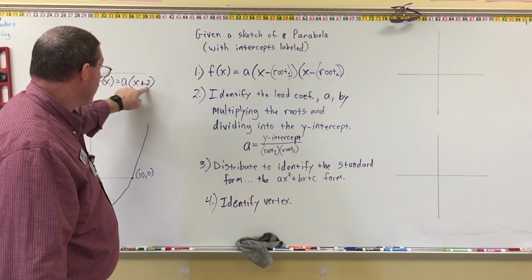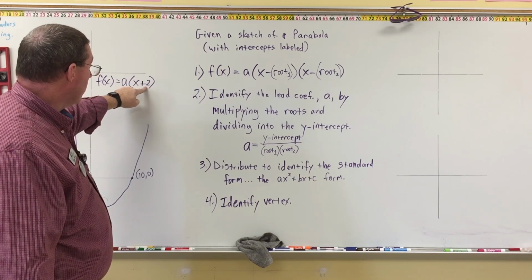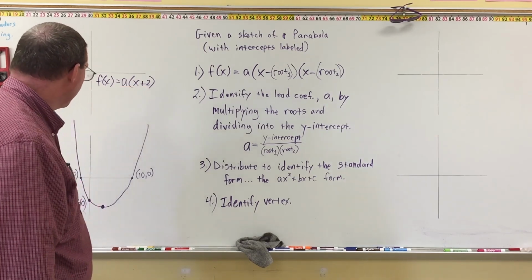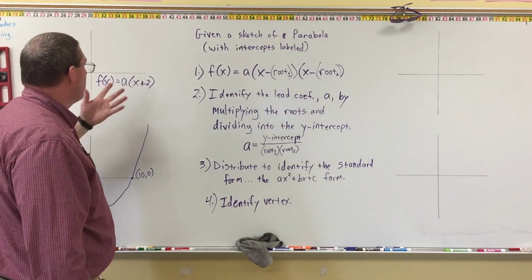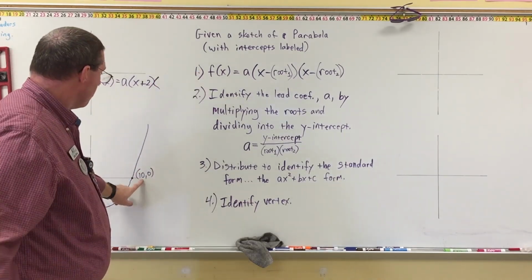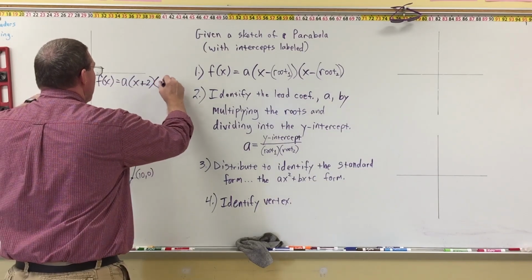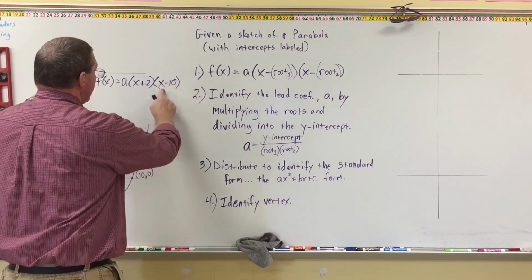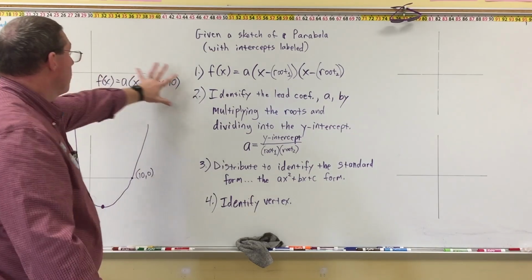So we have to put in a form that is the complement to -2. So -2 plus 2 is 0. And so we got x plus 2. Then we're going to do x minus the other root, which is 10. So that's x minus 10. And that makes sense because if we put 10 in here, 10 minus 10 is also 0. So this is our form.